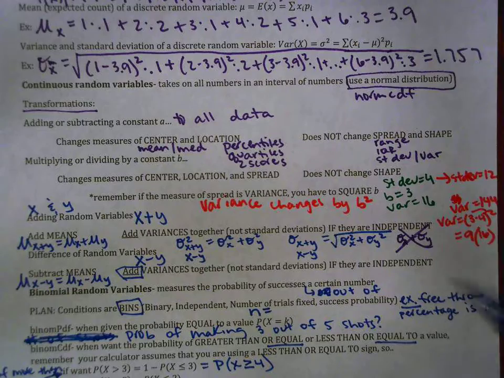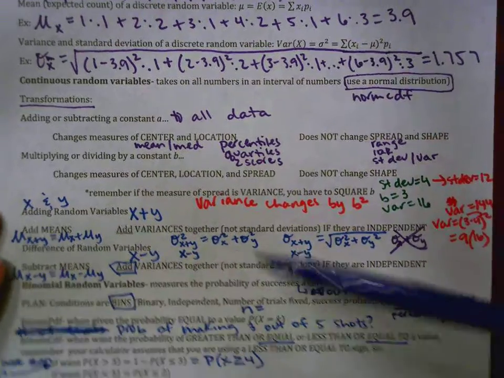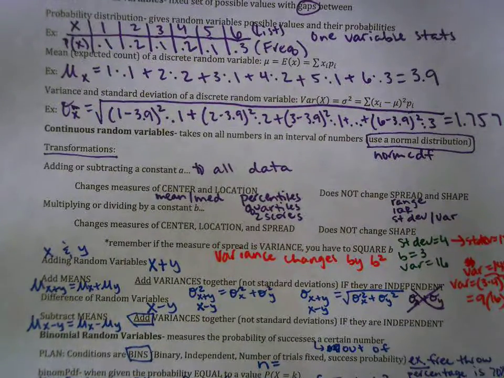So that is an overview of chapter 6. It was about random variables, transforming, combining them, and then binomial and geometric. So let me know if you have any questions as you're working, and have a great rest of your day.